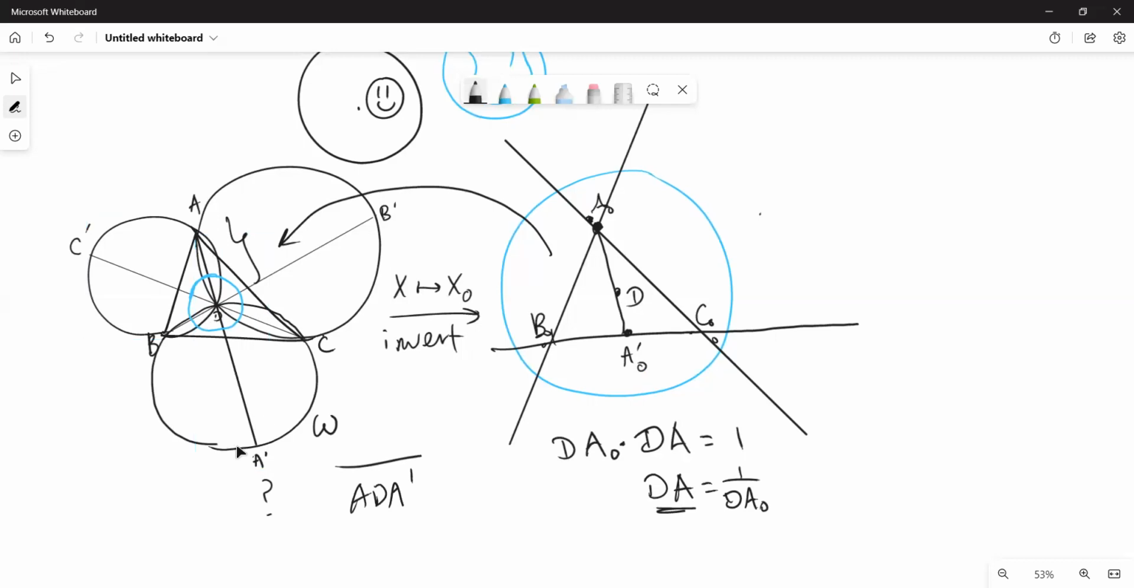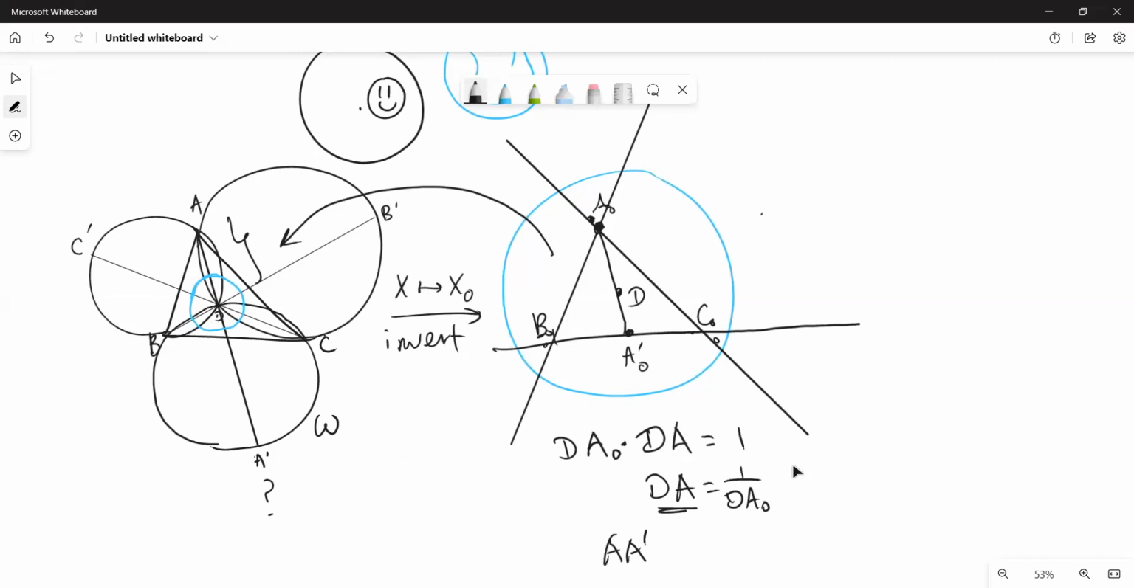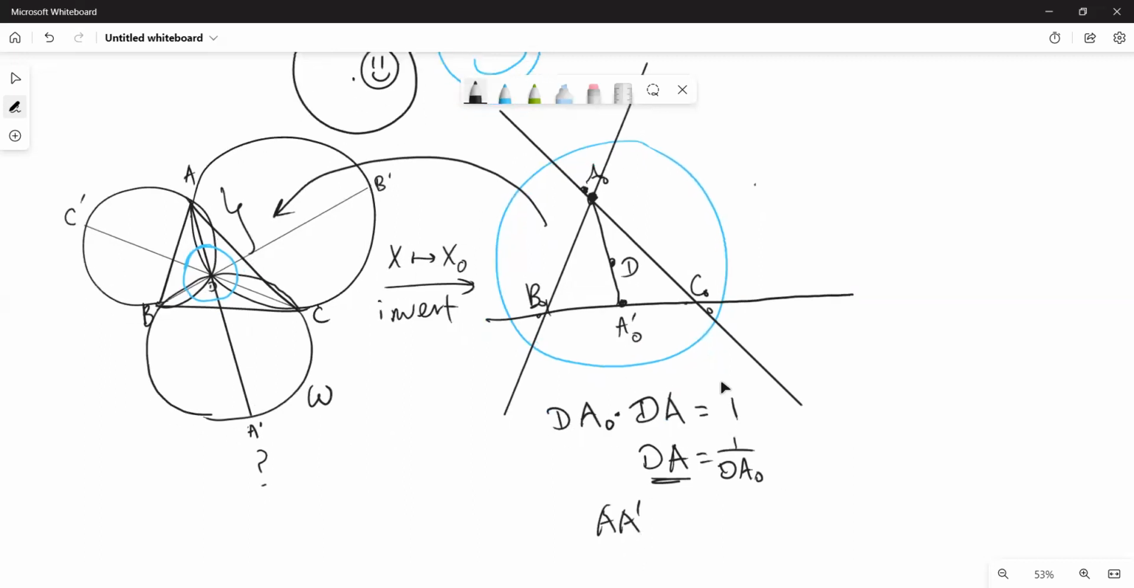The line intersects the circle BCA prime at A prime. So we just look at the intersection relation, and we see that this line must also hit B naught C naught at the image of A prime. Okay, so now we have this point here. How can we write A prime in terms of A naught and A naught prime? A prime naught.